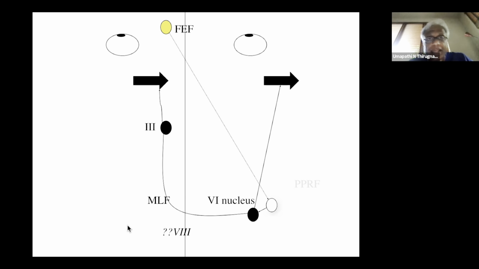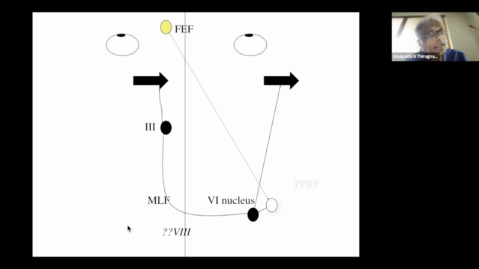So now let's think carefully. When I turn my head to the left, we have already decided my right eye is abducting, my left eye is adducting. Which nucleus is active? Right 6 nucleus. Now, when I turn my head to the left, where is the greater turbulence? Left here. So what you need to do is connect the left ear, the left 8th nerve, to the right 6 nucleus, and you should be able to effect the vestibulo-ocular reflex.